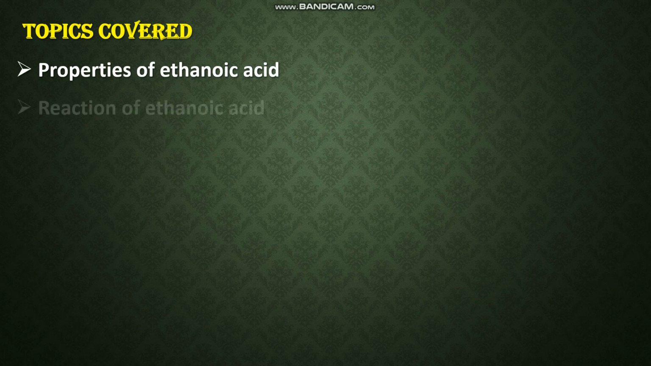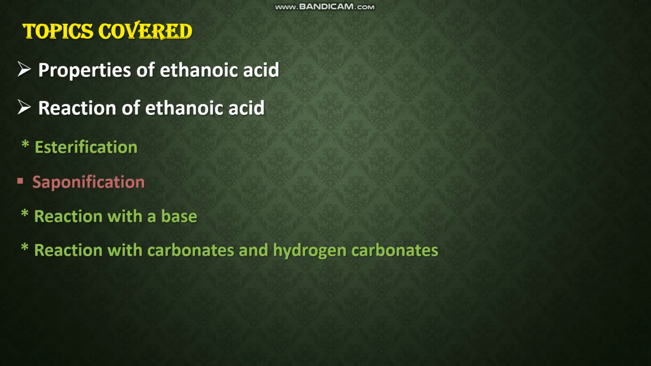So today we have learned the topics: properties of ethanoic acid, reactions of ethanoic acid. Among the reactions we have studied esterification, reaction with a base, and reaction with carbonates and hydrogen carbonates. What is esterification? Reaction of alcohol and an acid in the presence of an acid catalyst to form ester and water, that is called esterification reaction.